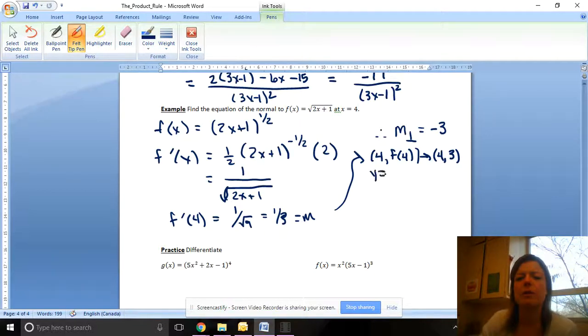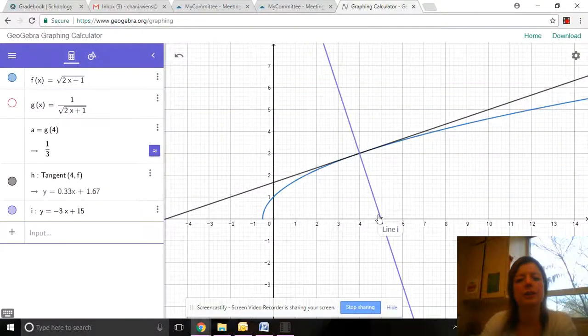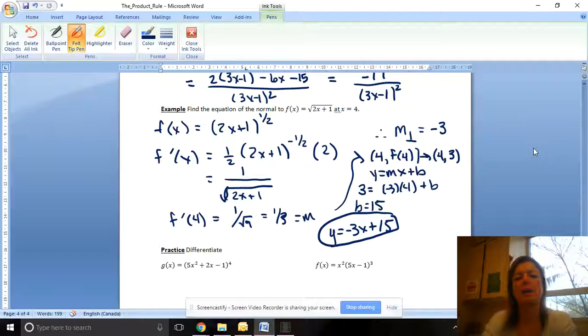Then I set up my y equals mx plus b, and I sub in my y, my m, my x, and solve for b. So you get 3 equals -3 times 4 plus b. So we get b is equal to 15. Then my final answer is y is equal to -3x plus 15. Again, that is the equation of the normal, the equation of this purplish line. You can see I wrote it here. That is the equation of the line perpendicular to the curve at that point.